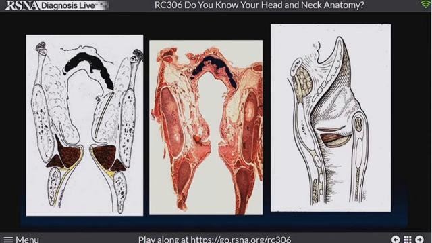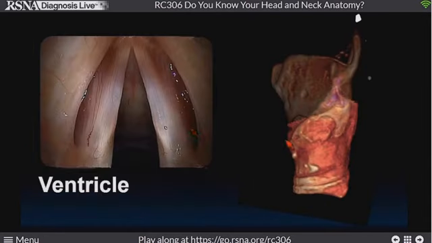Now you might argue paraglottic is not a great term. You can use just lateral soft tissue wall of the larynx, but remember, it changes abruptly at that upper edge of the true chord. So here is the ventricle right there.